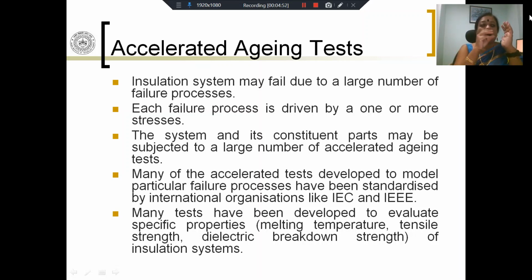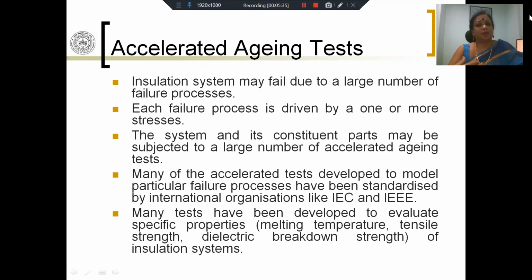So the whole idea of building a model of the insulation system is governed by the fact that we are trying to simulate the failure process. We are trying to take a particular failure process and we are trying to accelerate that particular failure process. So many of the accelerated tests developed to model particular failure processes have been standardized by international organizations like IEC and IEEE. Now, there are various kinds of tests. Some of the tests evaluate specific properties. For example, what is the melting temperature? What is the tensile strength? What is the dielectric breakdown strength of insulation systems?